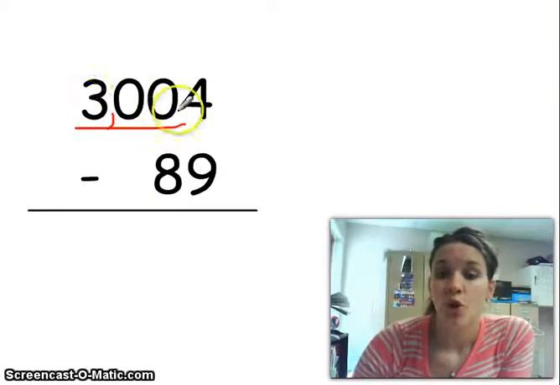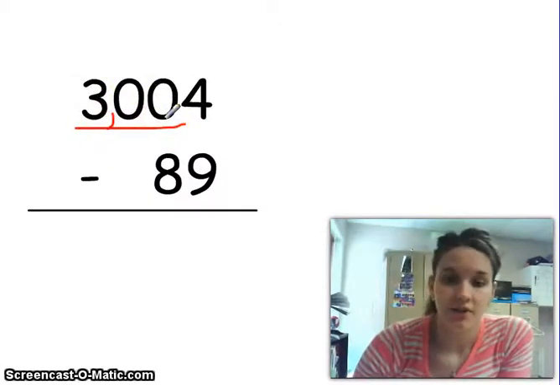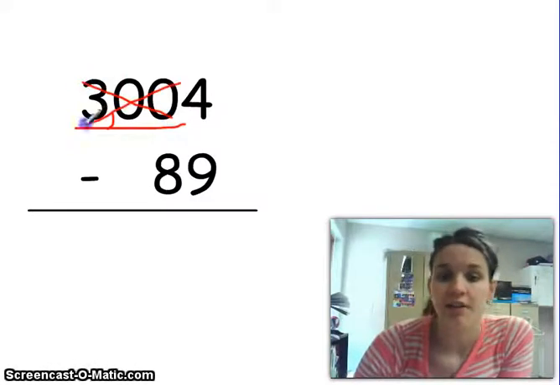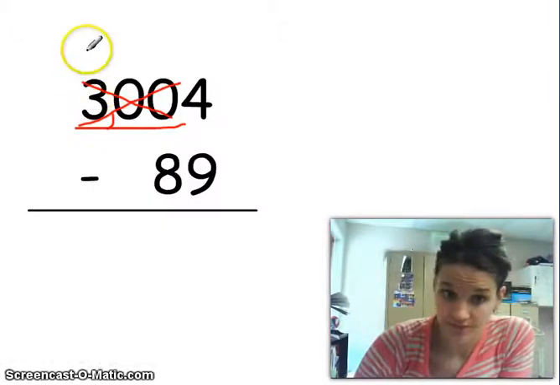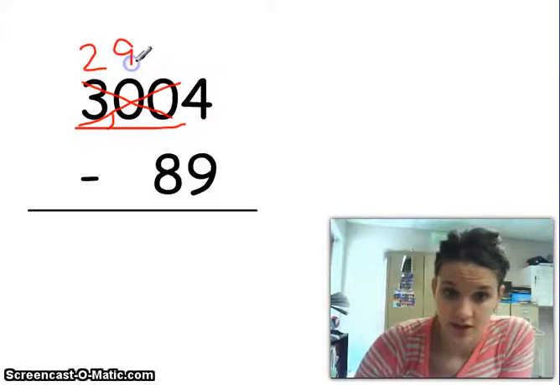So I'm going to look at the whole number I have underlined. I have underlined a 300. I'm going to cross out that entire number and think to myself, what is 1 less than 300? Well, I know 1 less than 300 is 299. So up above that 300, I'm going to put my 299.